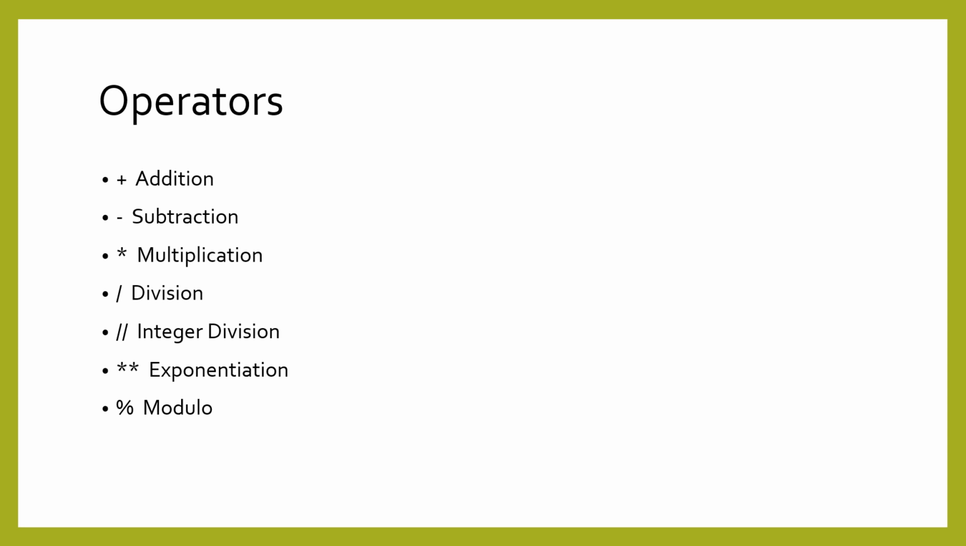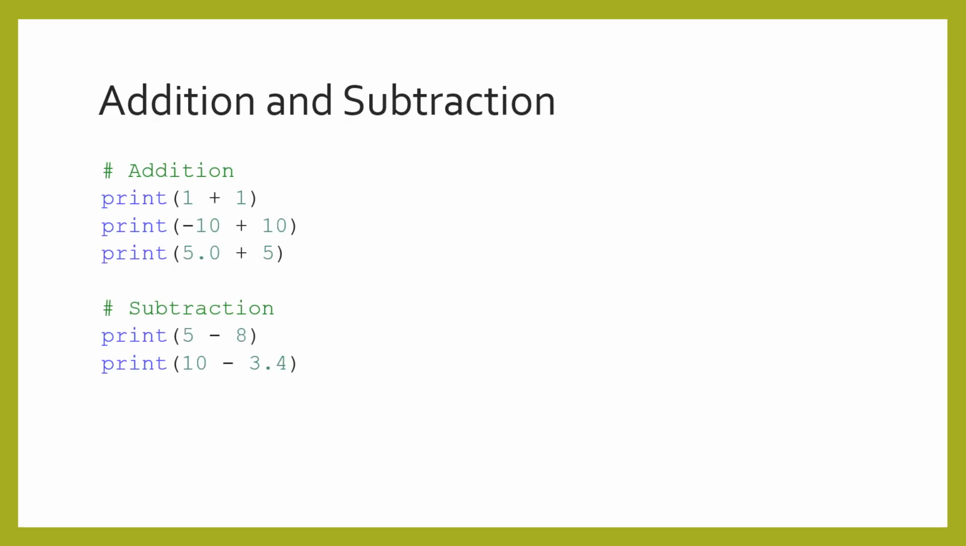There are seven basic mathematical operations in Python that you should be familiar with: addition, subtraction, multiplication, float division, integer division, exponentiation, and modulo. The plus operator is used for addition, and the minus operator is used for subtraction. The value to the left and the right of the operator are the operands. This mostly works just like the math you've always seen.